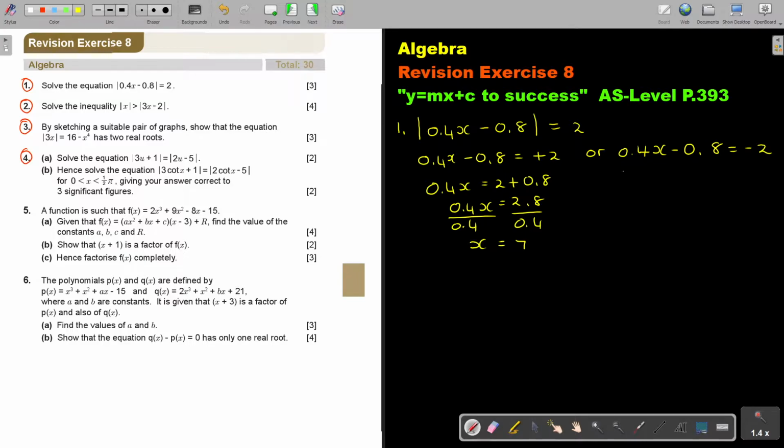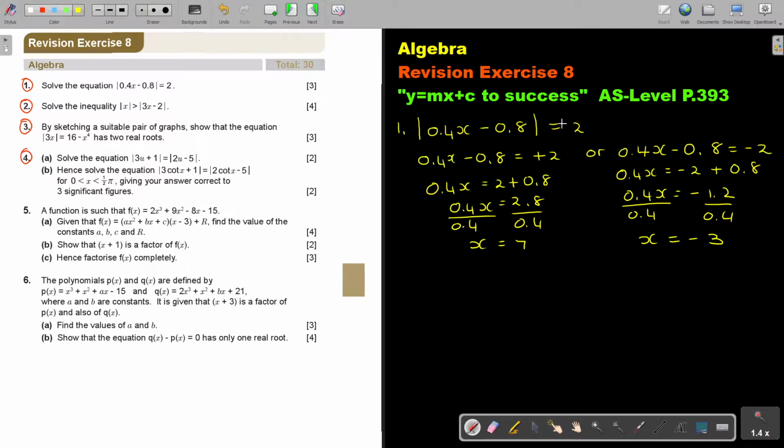If I divide by 0.4 and I divide by 0.4, I get that x is equal to 7. The same here, 0.4x equals negative 2 plus 0.8. So 0.4x equals negative 1.2. I divide by 0.4, I divide by 0.4, and x is equal to negative 3.